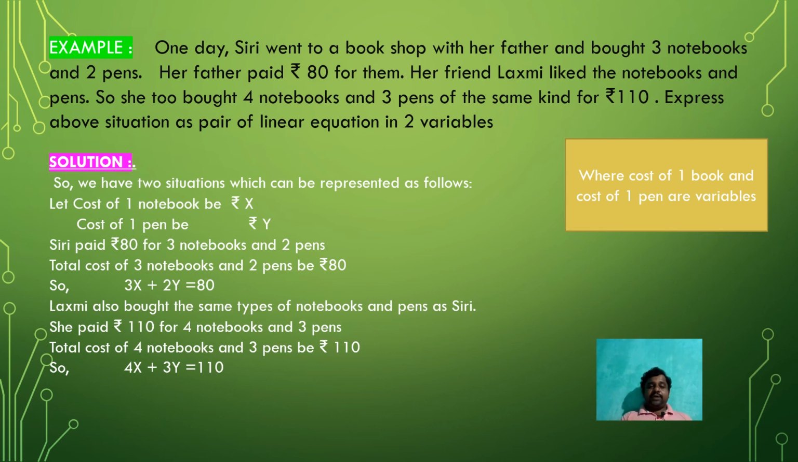The cost of one notebook is x, so 4 notebooks cost 4x rupees. The cost of one pen is y rupees, so 3 pens cost 3y rupees. So the total cost is 4x plus 3y. But what is the total cost spent? It means 110 rupees. 4x plus 3y is equal to 110 rupees. These two are the linear equations in two variables for the given situation.